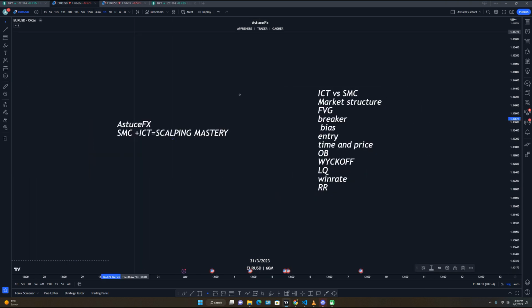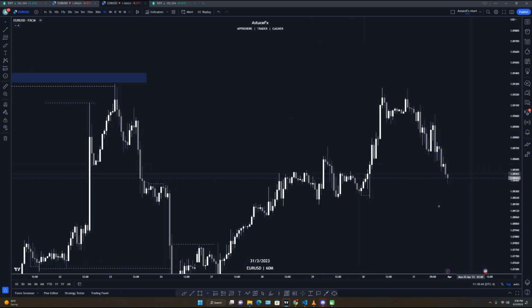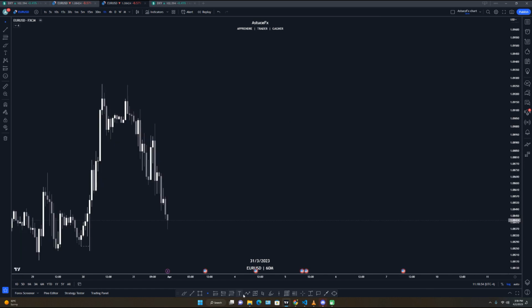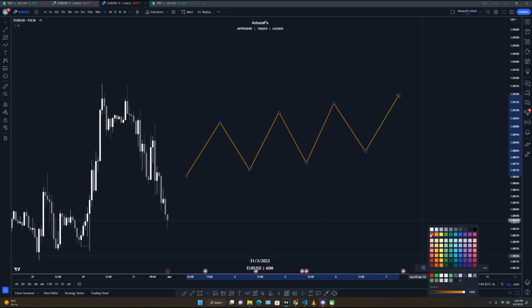So the first thing is the market structure. What is different between what ICT uses for the market structure and what SMC traders use for the market structure? If you look at it from the SMC perspective, that's what we get. We have this, this, this, this, this. Okay, so this is the market structure for SMC.